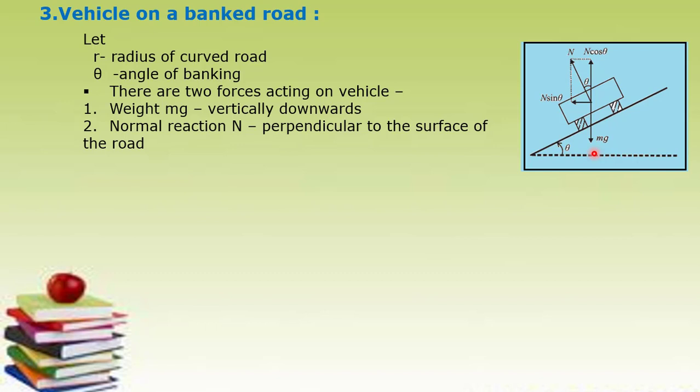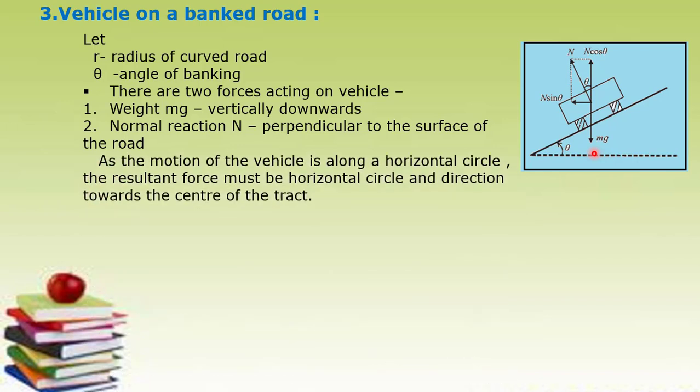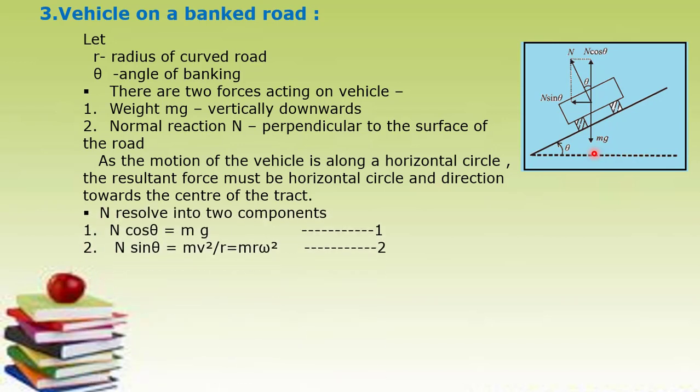Those two forces are its weight and, second, the normal reaction, which is perpendicular to the surface of the road. As the motion of the vehicle is along a horizontal circle, the resultant force must be horizontal and directed towards the center of the track. First, N resolves into two components. N cos theta is equal to mg. It balances the weight of the car, that is mg. And second, N sin theta. It balances the centripetal force, that is m r omega square. Here, sorry, the centrifugal force is there.